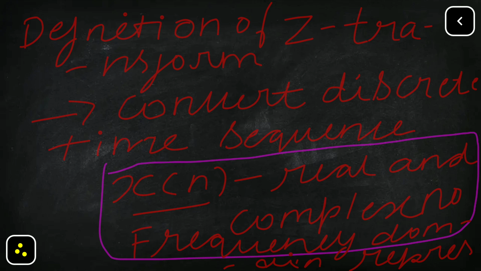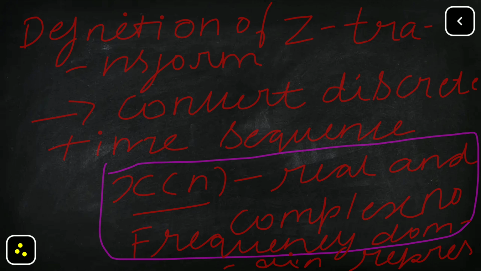So what did we learn in the introduction of Z transform? We learned that Z transform is an extension of the discrete time Fourier transform. And next, what did we learn? We learned that this Z transform can be applied to a wider range of signals.